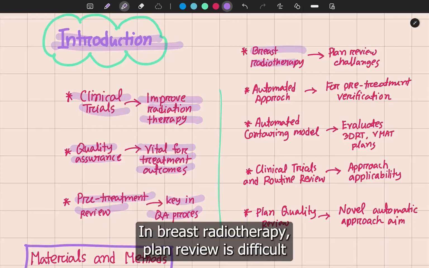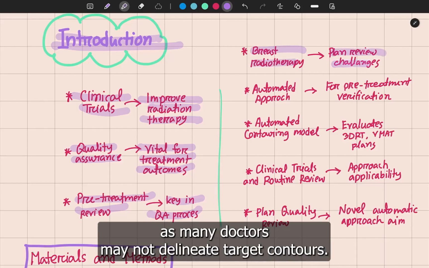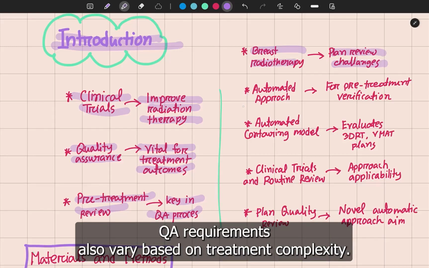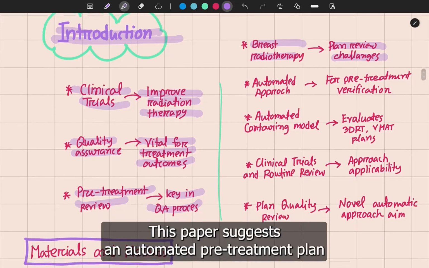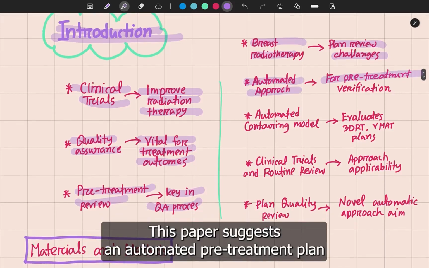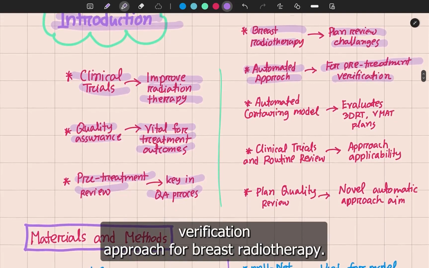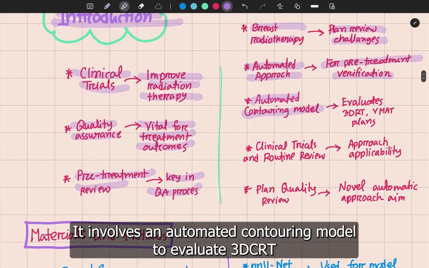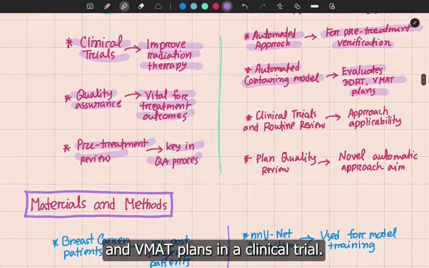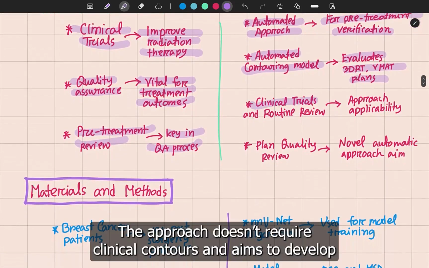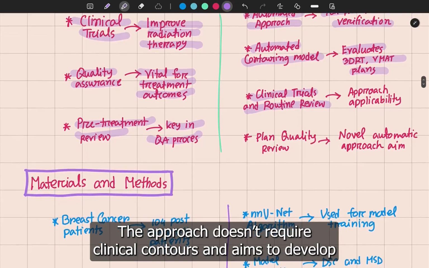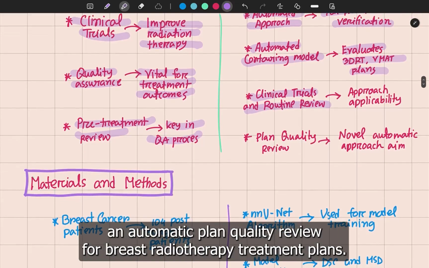In breast radiotherapy, plan review is difficult as many doctors may not delineate target contours. QA requirements also vary based on treatment complexity. This paper suggests an automated pre-treatment plan verification approach for breast radiotherapy. It involves an automated contouring model to evaluate 3D CRT and VMAT plans in clinical trials. This approach doesn't require clinical contours and aims to develop an automatic plan quality review for breast radiotherapy treatment plans.